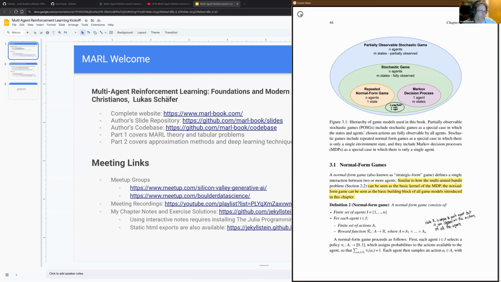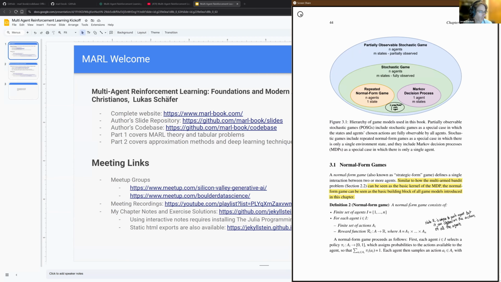Actually, the multi-arm bandit is written here. So similar to how a multi-arm bandit is the basic kernel of the MDP, the normal form game is a basic building block of all games introduced in this chapter. Although they do mention it here, I don't know why they didn't put the bandit into this diagram. It does seem to fit pretty well. But nonetheless, this is what we have.